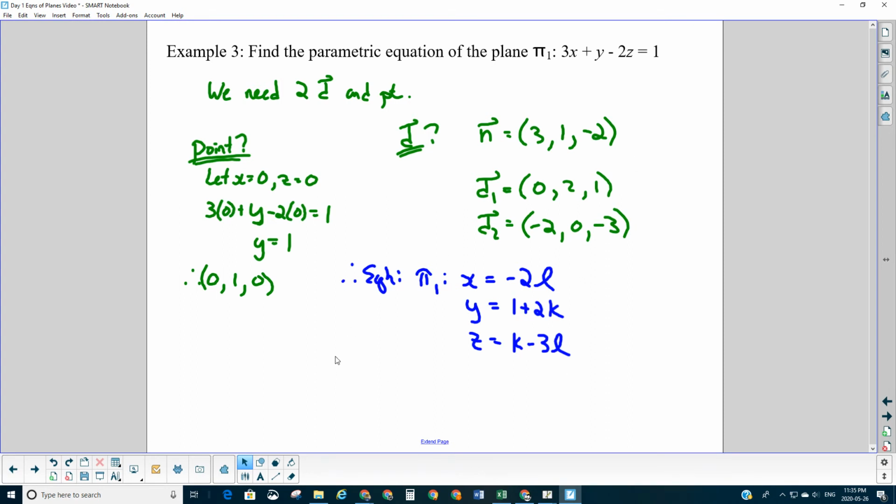Okay? You might have a slightly different answer because you might have found a different point and you might have found different direction vectors, but you would get an equally correct answer. And I wouldn't be upset about that if you were slightly different than mine. Okay? All right, so you've seen lots of demonstrations today and lots of math that supports those demonstrations. So I really hope you've enjoyed your introduction to the equation of planes.